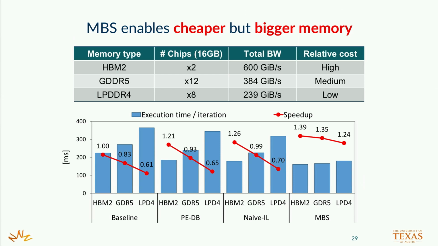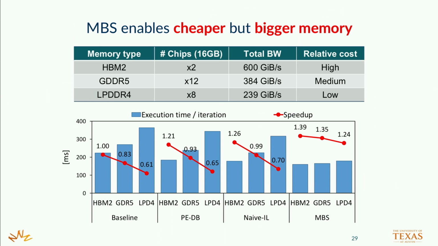And the graph here shows the per training iteration execution time in milliseconds for 4 different configurations and 3 different memory types. And the line graph here is relative speedup. Compared to the other configurations, which show a huge degradation in performance using a smaller on-chip buffer and off-chip memory bandwidth, MBS shows very small gap and variance between different memory bandwidths.